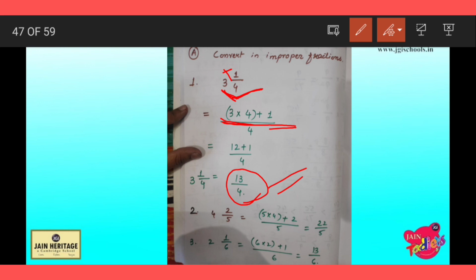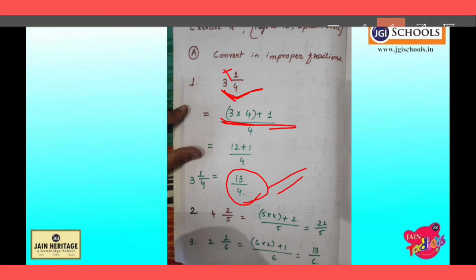Okay. Now next is 4 and 2 by 5. So what you have to do first? Multiply the denominator by the whole number. 4 is the whole number and 5 is the denominator. So 5 multiplied by 4 plus 2. 5 4s are 20 plus 2, 22 by 5. It is the required answer.